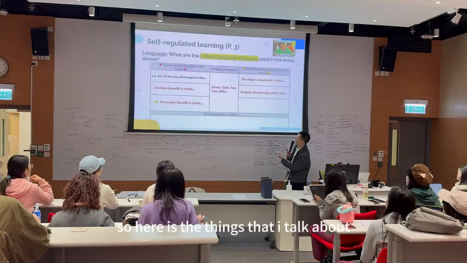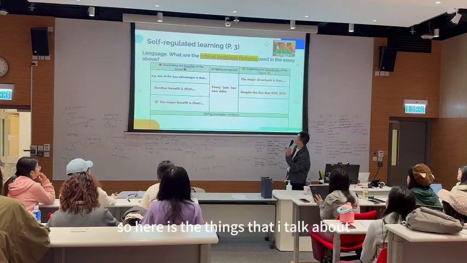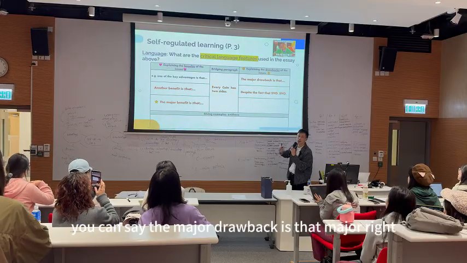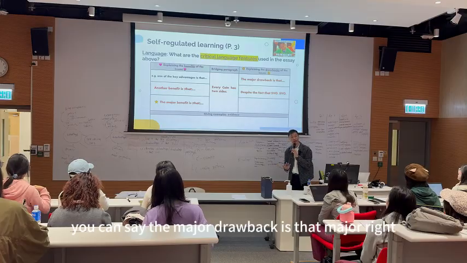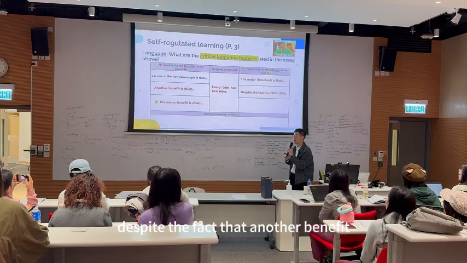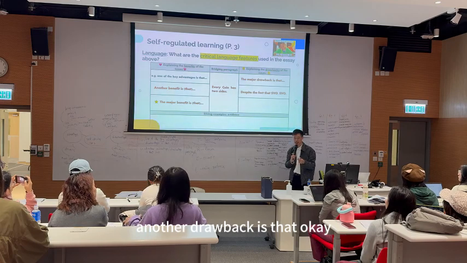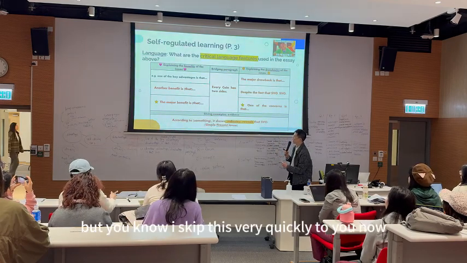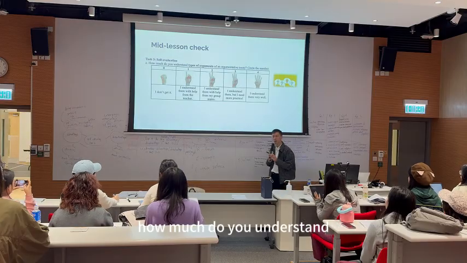So, here are the things that I talk about. Apart from that, when you talk about the disadvantage, you can say the major drawback is that. Major, right? Despite the fact that, another benefit, another drawback is that, okay? But I skip this very quickly for you. Now, how much do you understand?